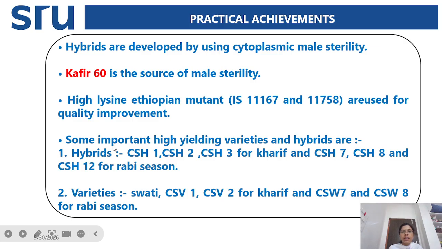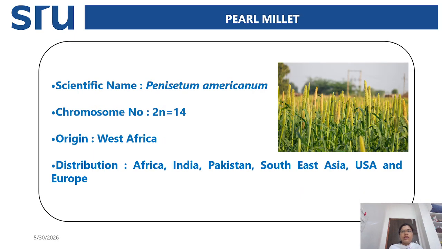So next coming to the pearl millet crop, it is also called bulrush millet or candle millet, because the inflorescence is like a candle type, so it is also called bulrush millet or candle millet. The scientific name of the pearl millet is Pennisetum americanum, and the chromosome number is 2n equal to 14. It is also a diploid species, having the chromosome number 14.